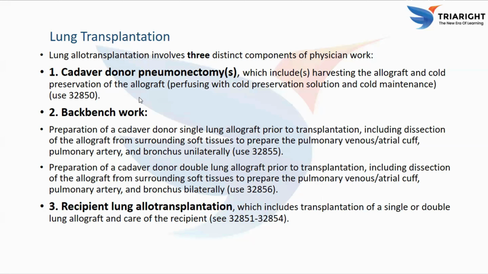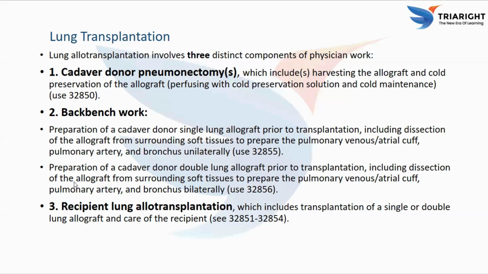So single lung preparation, the code is 32855. And what happens here? In a single lung preparation, you have preparation of one donor lung, including trimming extra tissue and preparing of the pulmonary veins, pulmonary artery and bronchus. Whereas in the case of double lung preparation, the CPT code is 32856. So preparation of both the donor lungs, same work as above, but it is a bilateral procedure.